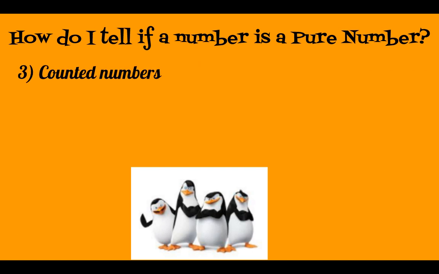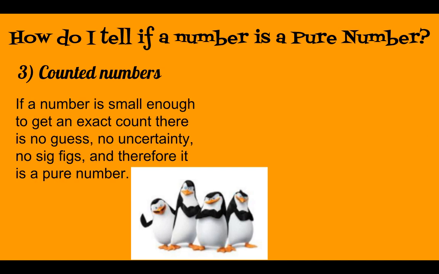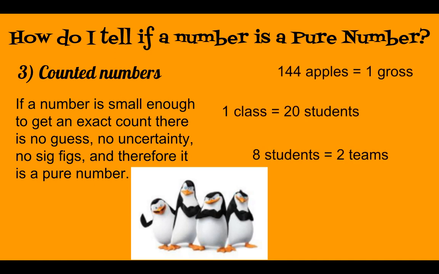So the next way you can tell if it's a pure number is whether or not it's counted. So if the number's small enough, we can assume that your counting is accurate and therefore there's no uncertainty and therefore there are no SigFigs. Apples to a gross, a class to 20 students, 8 students make up 2 teams. Those can be counted and we can assume that you didn't make any mistakes. So counted numbers aren't SigFigs.